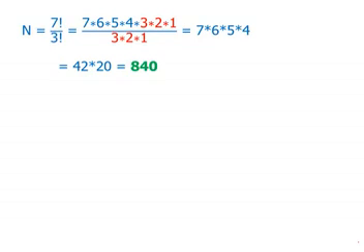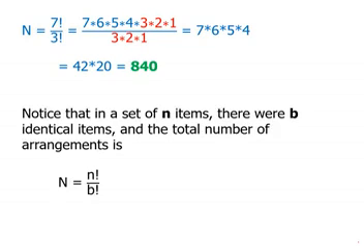And so that would actually be the number of orders in which we could arrange the 4 novels and the 3 identical dictionaries. Notice that in a set of n items, there were b identical items, and the total number of arrangements with those b identical items is n factorial over b factorial. That's an important rule.